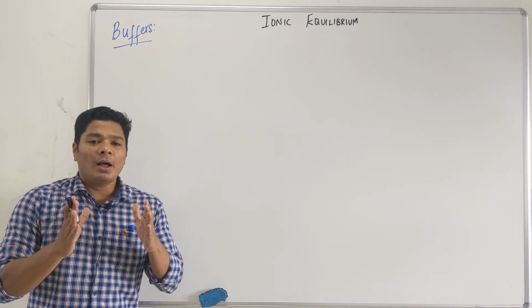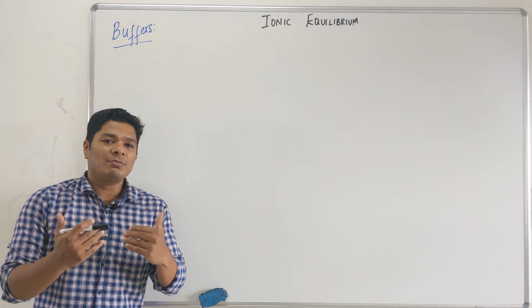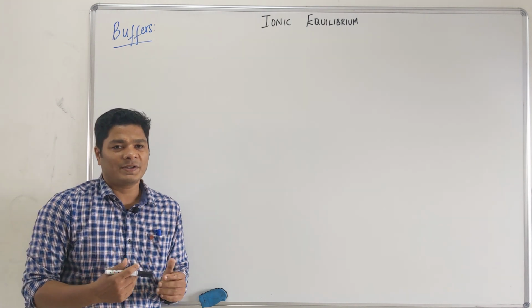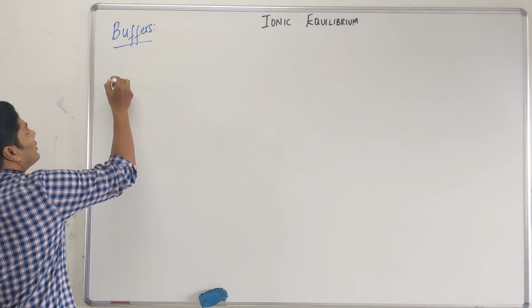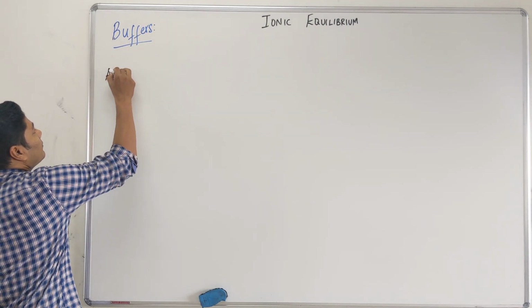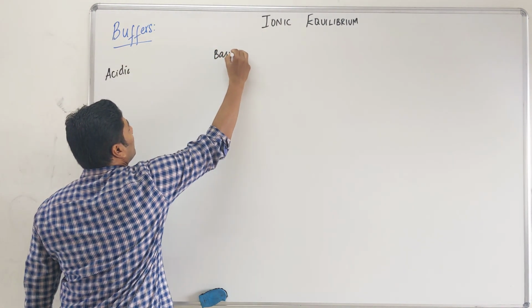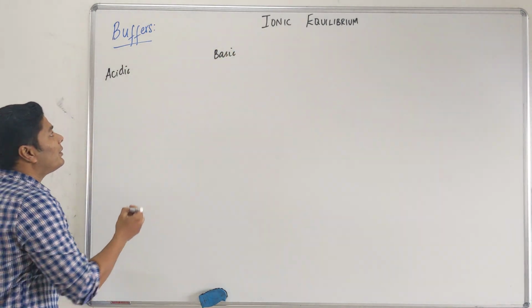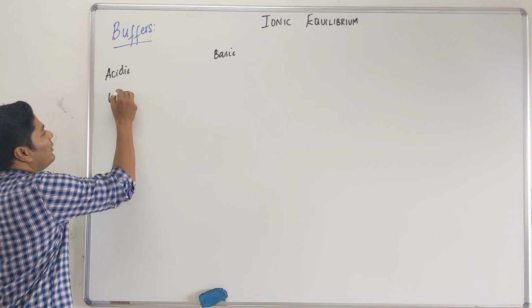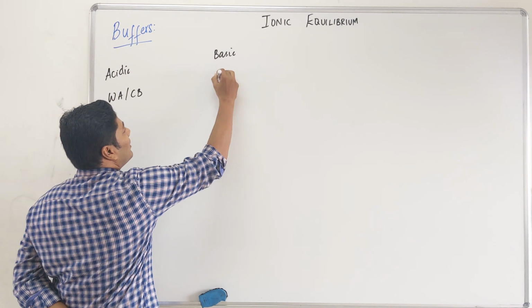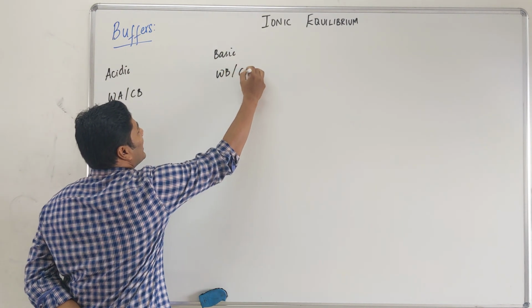Generally what they do is they resist change in pH when you add a small amount of acid or a base to that system. Now there are two types of buffer. You have acidic buffer and basic buffer. Acidic buffer is a mixture of a weak acid and its conjugate base. A basic buffer is a mixture of a weak base and its conjugate acid.